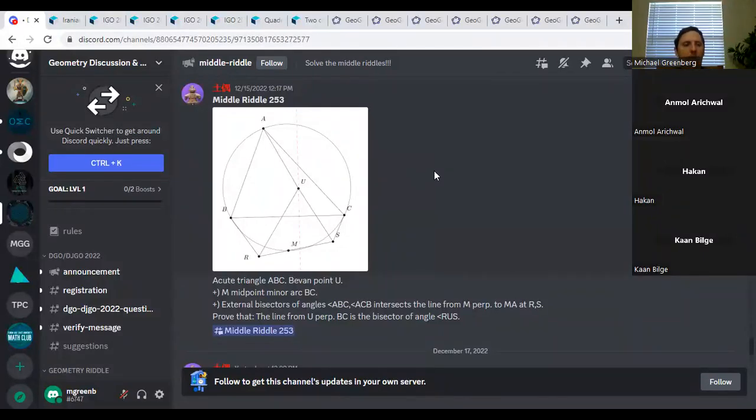It's kind of interesting. So the Bevan point, trying to remember, is that like you draw the three excenters and you take the perpendiculars to the sides, you see where they intersect? I think that's what the Bevan point is, right? I'm not sure though.